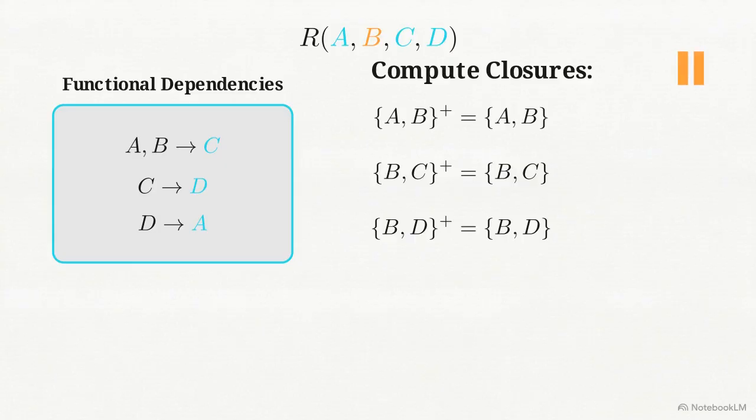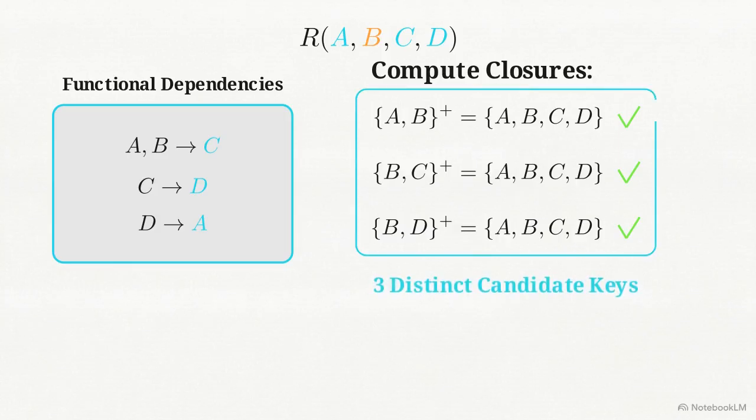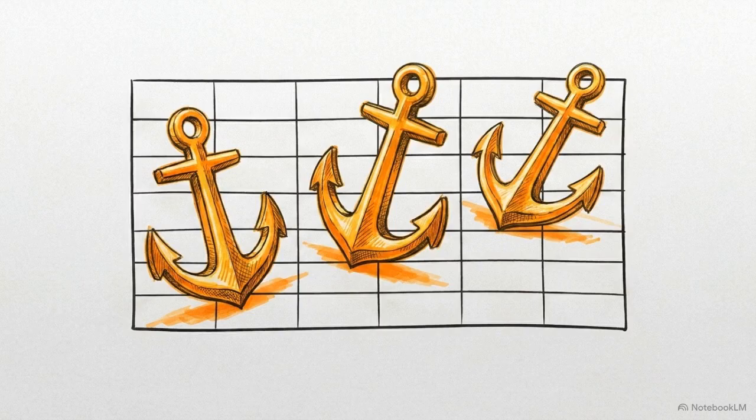Pause here and compute the closures for these three pairs, AB, BC, and BE. Testing the first pair, AB, we find that it determines C, and C determines D. We now have the full set of attributes. Performing the same steps for BC and BD shows that they also determine the entire set. In this schema, we have three distinct candidate keys. Identifying every candidate key is essential, as any of these could serve as the primary anchor for the table's data.